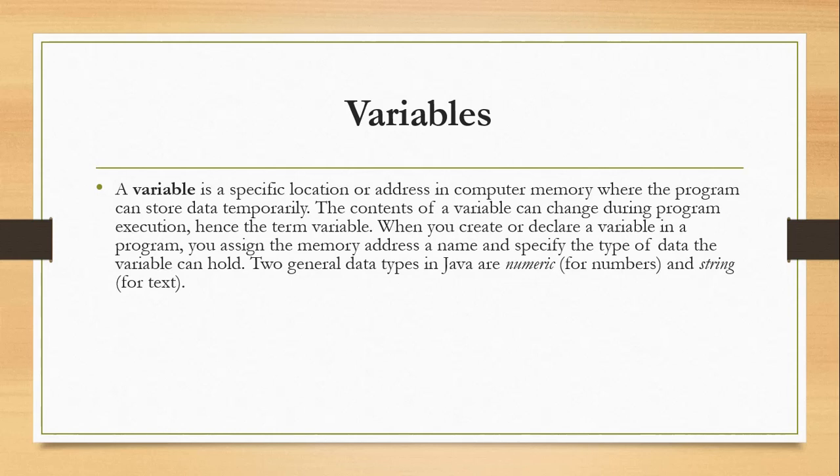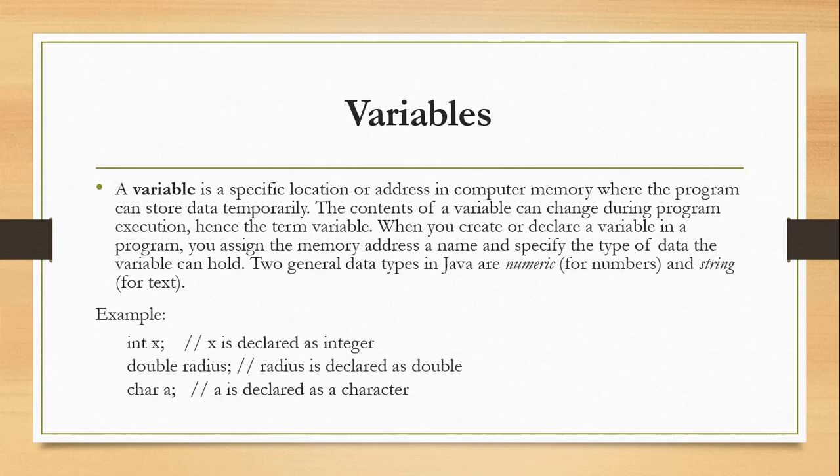There are two general data types in Java: numeric for numbers and string for text. For example, we have int x, so x is declared as an integer. Double radius: radius is a variable declared as double. Char A: A is declared as a character.